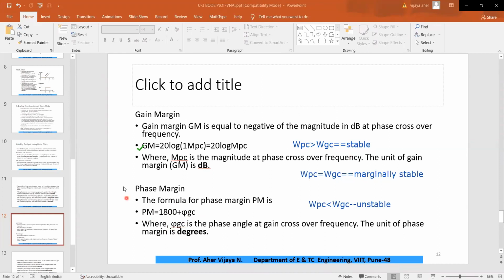So you have to remember, students, please write this equation. This is the equation for phase margin. Phase margin is equal to 180 degree plus φGC. There was a small mistake earlier. What is GC? GC is nothing but gain crossover frequency, so φGC is the phase angle at gain crossover frequency. The unit for phase margin is degree. Okay, got my point?